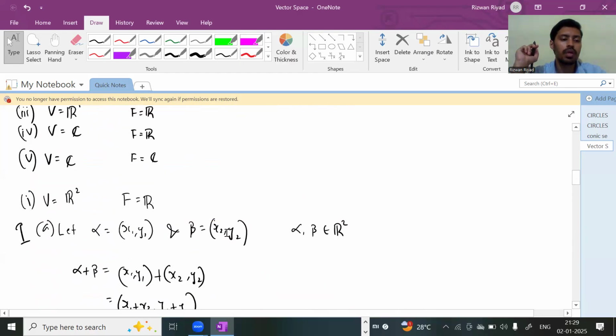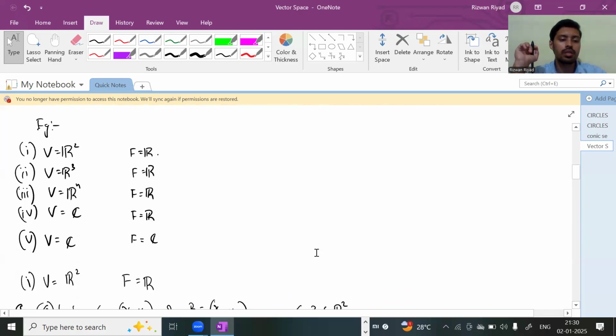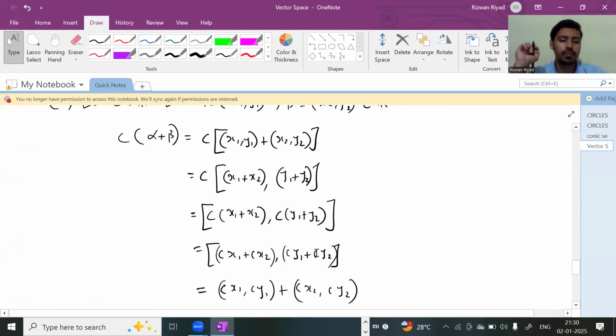B in the second set: (C1 C2) alpha is equal to C1 into (C2 alpha), for all C1, C2. These are arbitrary elements we have taken, so this is applicable for all elements in F, in R, and in R square. Now look at the third axiom, C in the second part: C into (alpha plus beta) is C alpha plus C beta, for all C belongs to F and alpha, beta belongs to V. Let's see the proof here.